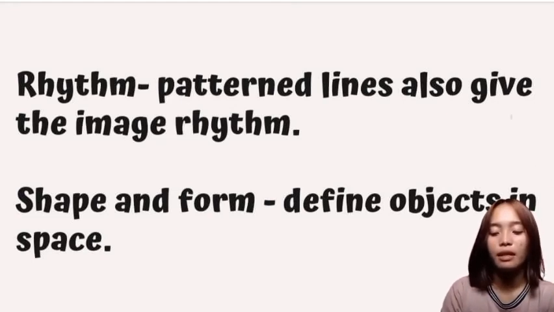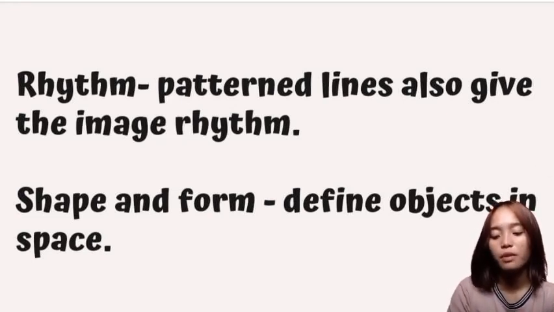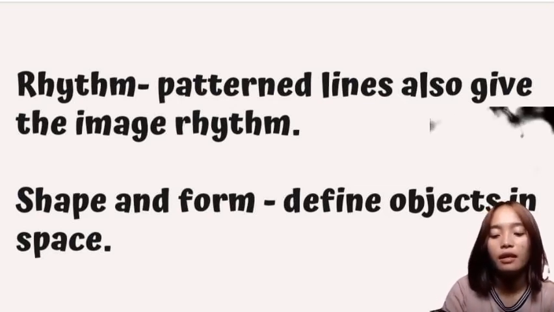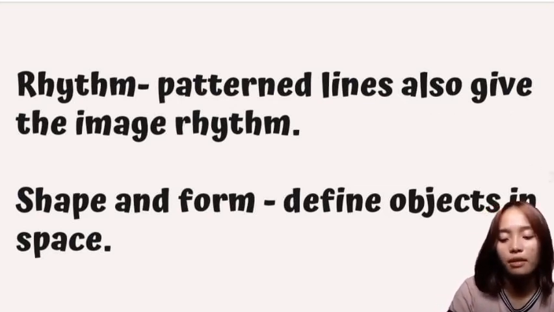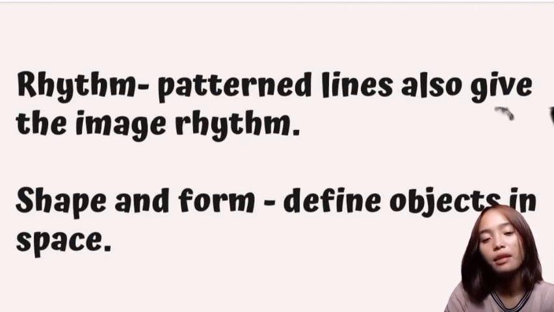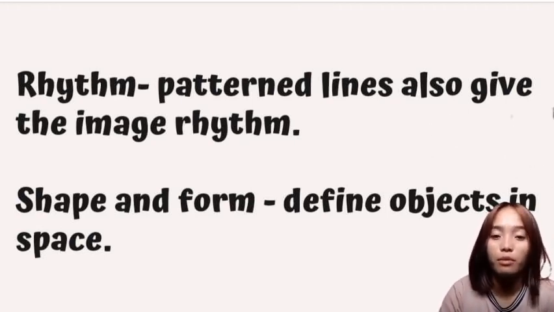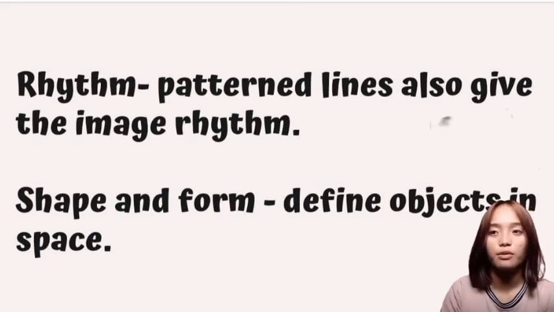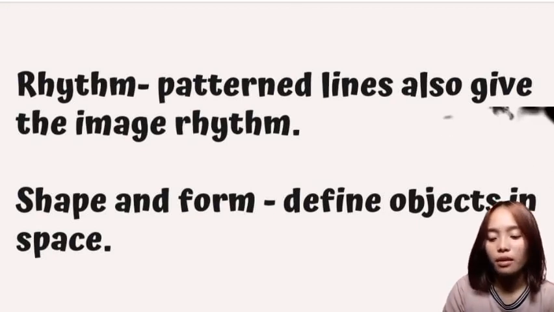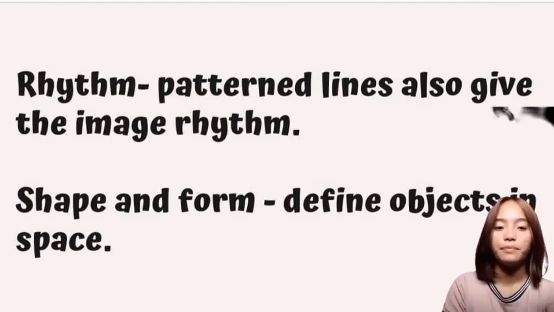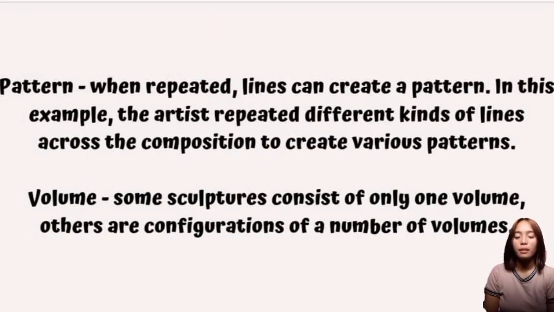It can be seen in patterns, in relationships between color and shapes, and in repetitions of lines and forms. So, ito ay nag-guide sa mata natin na kapag tinitingnan natin yung isang sculpture is nalilibot talaga ng mata natin yung sculpture. So, ito ay sa pamamagitan ng rhythm. The seventh one is the pattern.